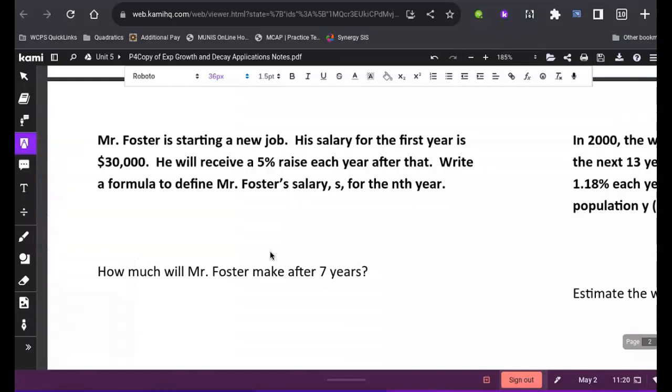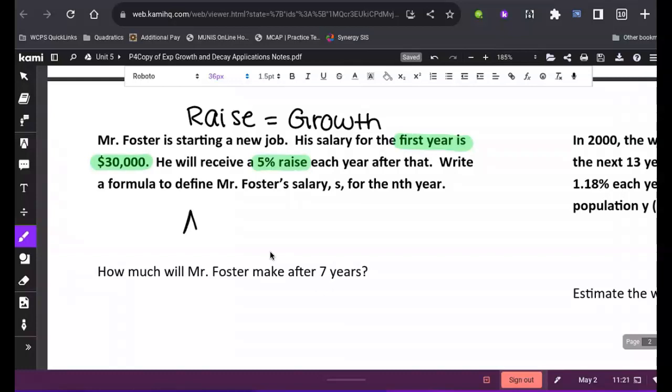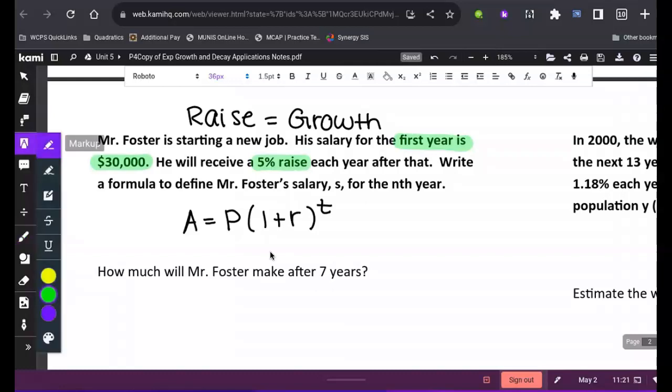So it says his salary his first year is $30,000 and he will receive a 5% raise. So since it says raise, that means we're going to be using the exponential growth formula. The raise part tells us that we're going to be increasing the amount of money. So we have A is equal to P times 1 plus the rate to the T power. So how much will Mr. Foster make after 7 years?